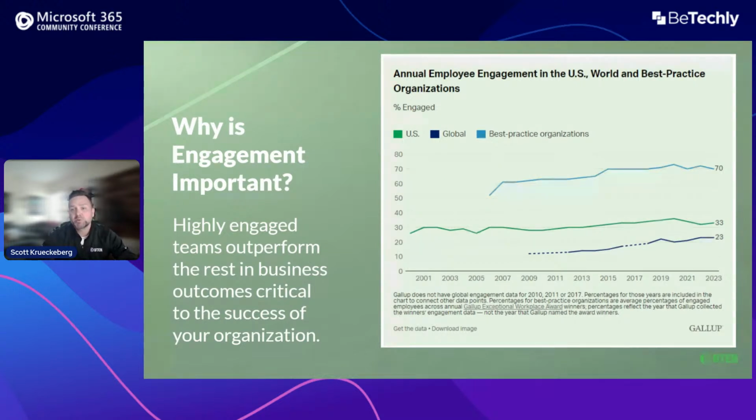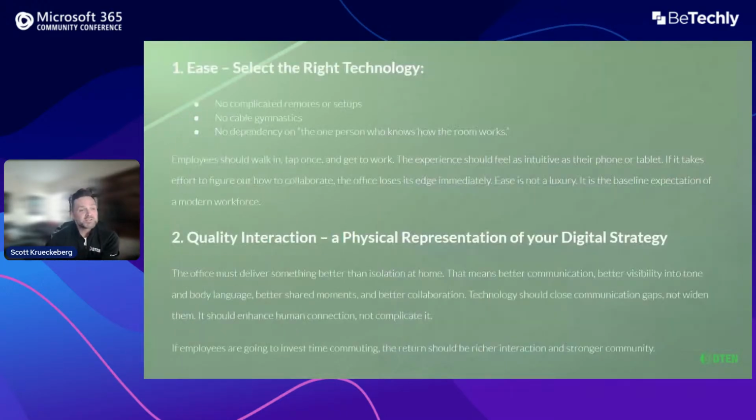So let's go through some ways that you can own that return to office. You can own that physical deployment. And a couple ways that we're going to focus on today. The first one is just selecting the right technology. There's options out there that are dated. There's options that will not bring you the full feature stack of what you're looking for in your digital strategy.